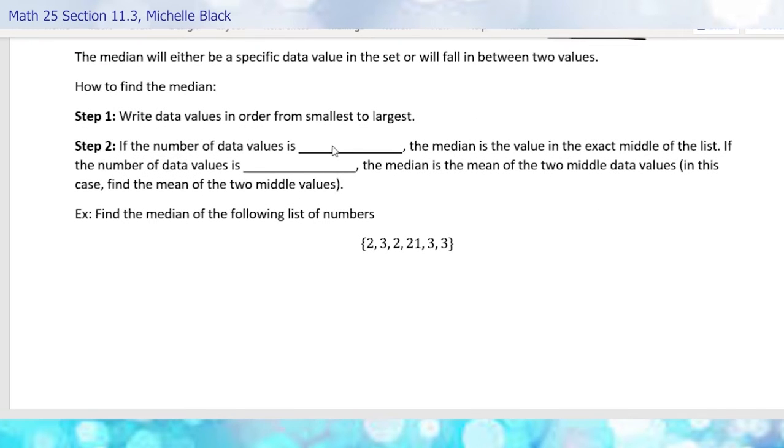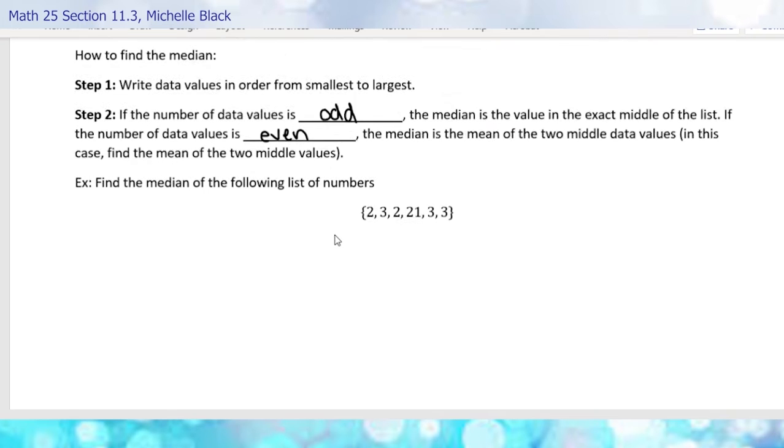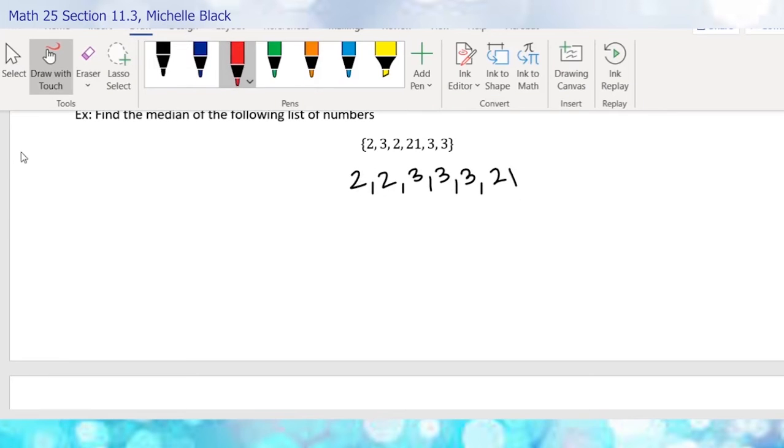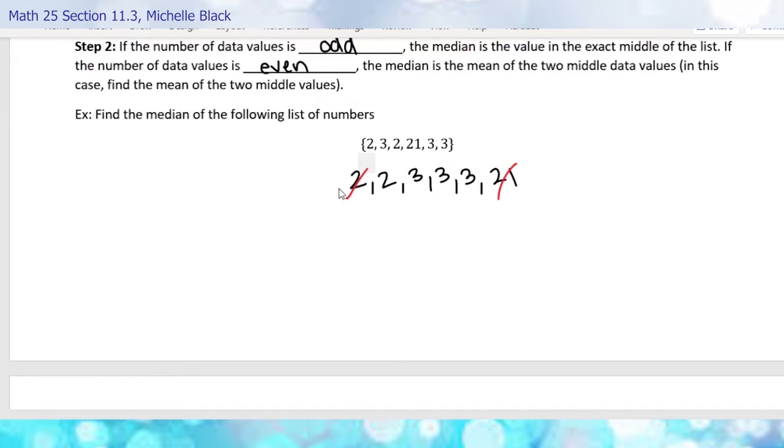Then, if the number of data values is odd, the median will be the value that's exactly in the middle of the list. But if the number of data values is even, the median is the mean of the two middle data values. Find the median of the same list of numbers. Well, let's start by writing them in order. So my smallest number I see is a 2, then I have some 3s, and then my largest number is 21. And I want to find which number is in the middle, so I'm just going to start canceling one from each side until I get to the middle. And in the middle I have 2 3s.